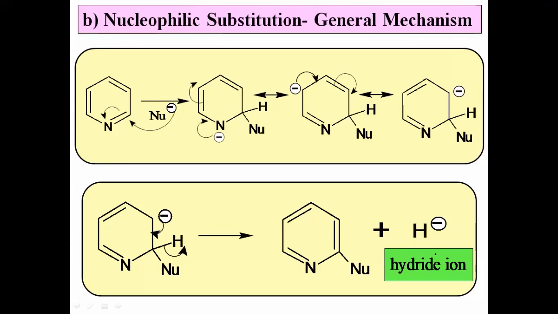We have studied the general mechanism for nucleophilic substitution, meaning how that nucleophilic substitution actually occurs. In the first step, the nucleophile attacks at position 2, and we get the intermediate. That intermediate is resonance stabilized, and in the second step, that intermediate loses hydrogen, it loses hydride ion, and we get the desired product. This is just the general mechanism for nucleophilic substitution. Now let us see some examples of this reaction.